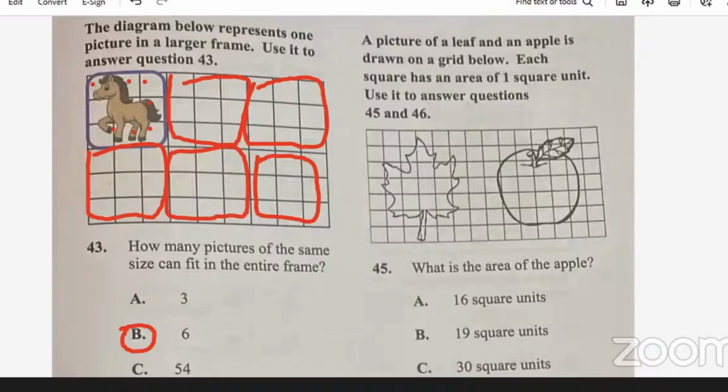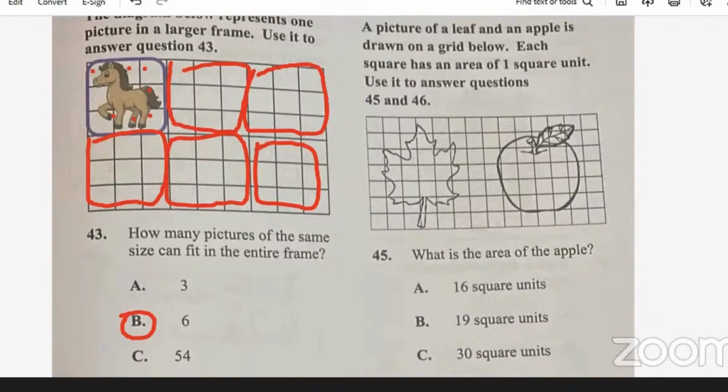All right, so let's go. A picture of a leaf and an apple is drawn on a grid below. Each square has an area of 1 square unit. Use it to answer questions 45 and 46. What is the area of the apple? So pretty much you're looking to see how many squares this shape occupies. And so we kind of have to give an estimate because it doesn't have a definite size. But we can use some estimates to figure out what would have been closest to the number of square units here. So let's try to count them up.